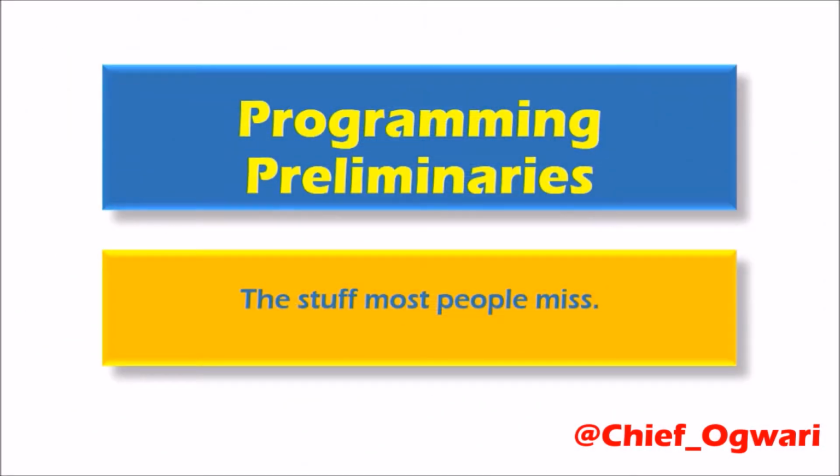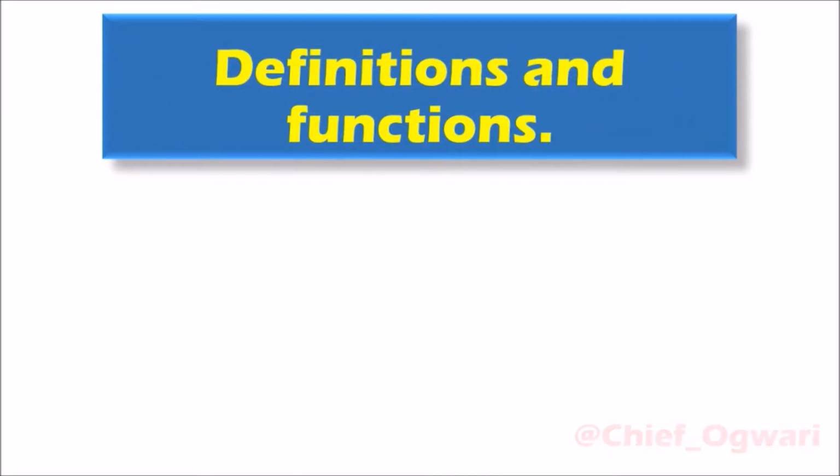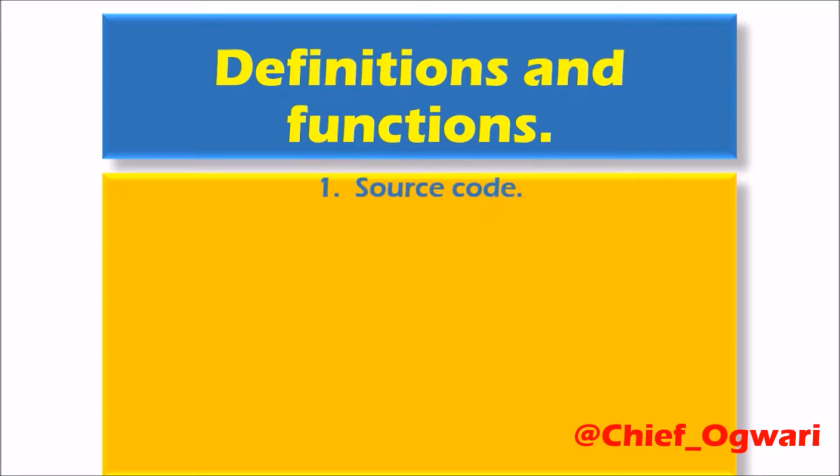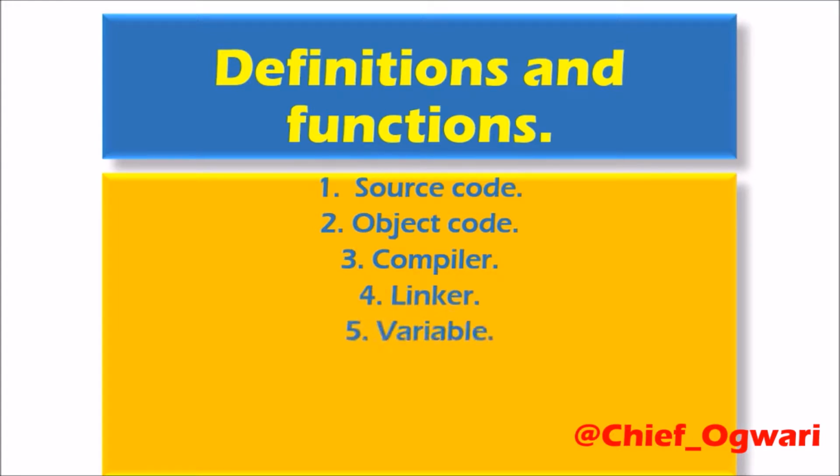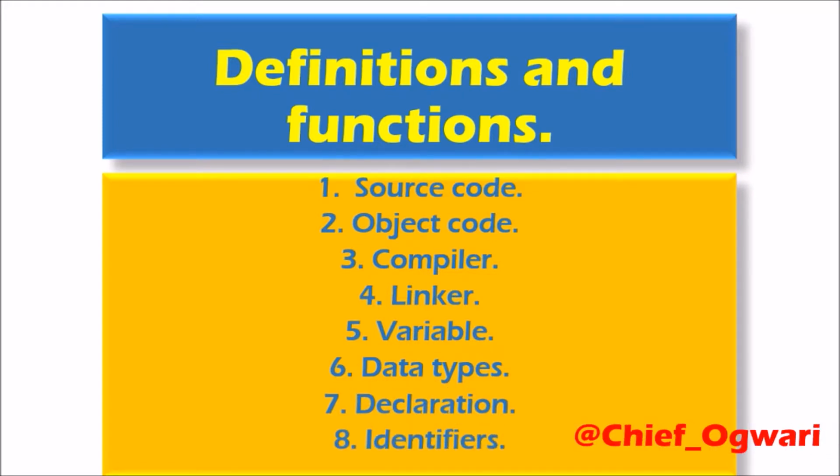I realized that most programming tutorials on YouTube have a lot of terms that most people don't understand, so I tried to come up with a video to explain most of these things. Hopefully it will help you. So yeah, I call it programming preliminaries, the stuff that most people miss. As you can see over here, we have definitions and functions of stuff like a source code, an object code, a compiler, a linker, variable, data types, declaration, identifiers, amongst others that are not here, but I'll still define them.